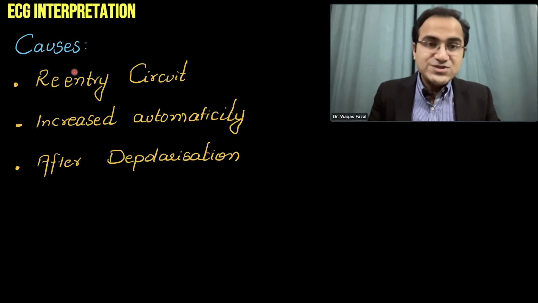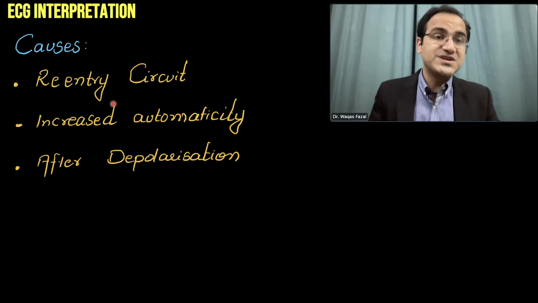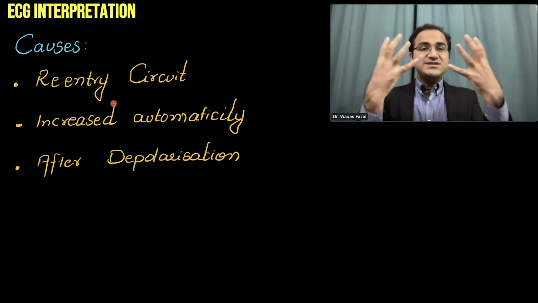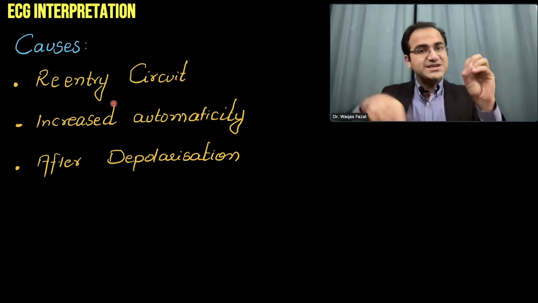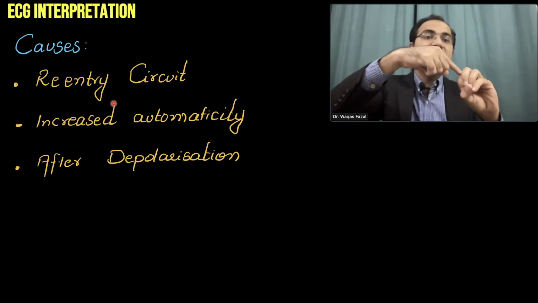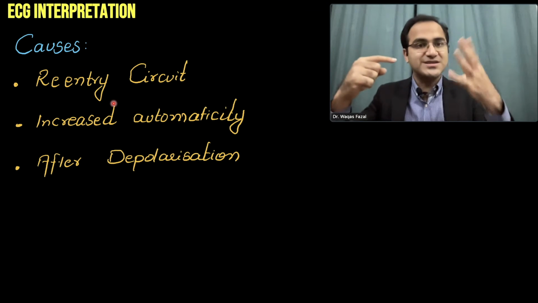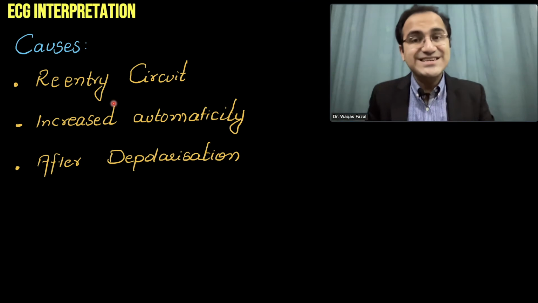Now, what are the causes of ventricular tachycardia? Ventricular tachycardia can occur due to a re-entry circuit, increased automaticity, or after depolarization. In a re-entry circuit, what happens is that these ectopic foci are producing electrical currents, and those electrical currents travel within the ventricles and they re-enter the ectopic foci and re-stimulate the ectopic foci to produce more currents. A positive feedback loop is formed. That is called a re-entry circuit.